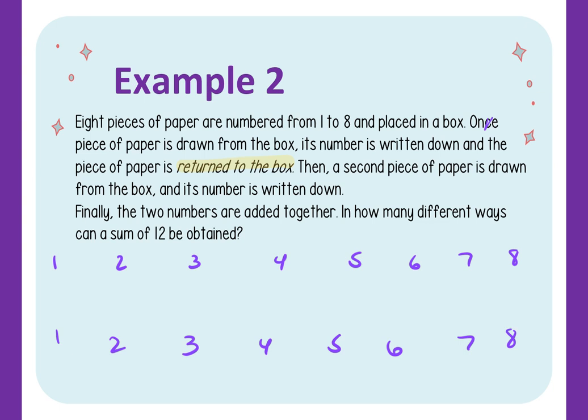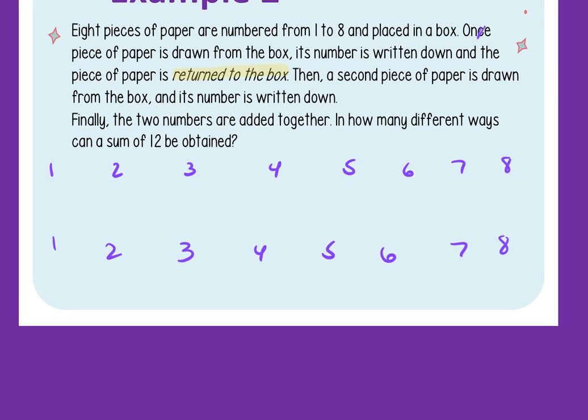So how many combinations can I pull that make 12? 3. What are they? 4 and 8, 5 and 7, 6 and 6. So that's 3 ways. What about the reverse, though? What if I pick first 6? Does it change my outcome? No, it's still 6 and 6. If I first pick 7, though, 7 can then get 5, and 8 can then get 4.